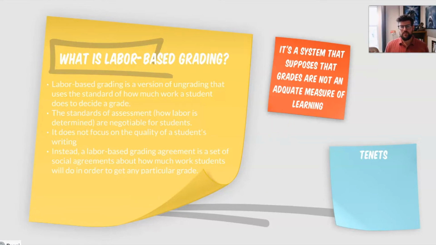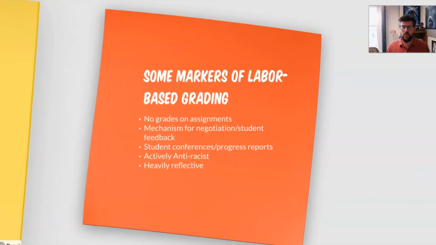So basically, it's a system that supposes grades are not an adequate measure of learning. Some markers of a labor-based grading system are that there are no grades on assignments. There's a mechanism for negotiation, student feedback. Student conferences are a big part of the ecology set up by a labor-based grading system. It's actively anti-racist and heavily reflective, both in terms of student action and instructor action.